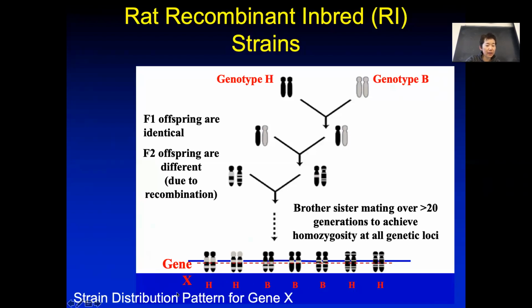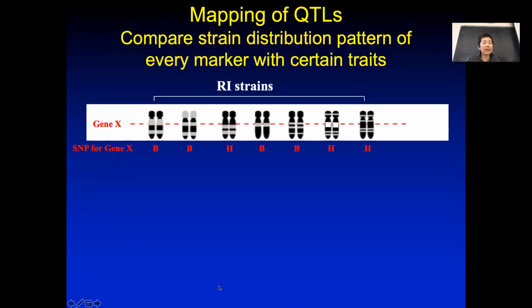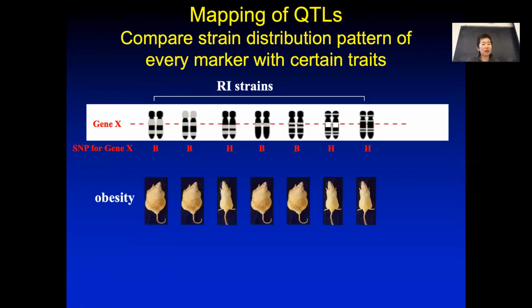And you can just look at their distribution on a particular gene. So this is the SNP for gene X, right? And these are the B allele, the H allele, B, HH, and so on. And then you try to associate with some phenotype, for example obesity. And you say, oh, look, every time we have a B allele, this mouse is fat. But every time we have the H allele, the mouse is thin. And that can give you some associations.